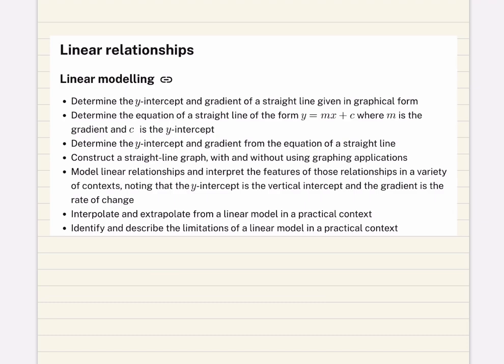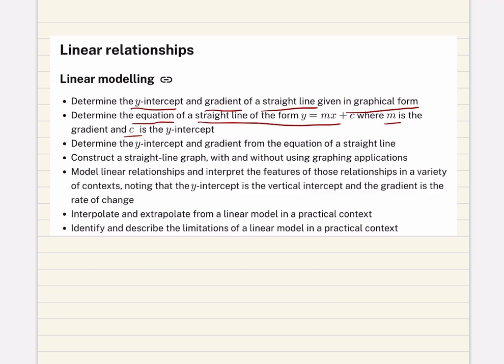The first dot point is to determine the y-intercept and gradient of a straight line given in graphical form. So if you're given a graph, you should be able to identify the y-intercept and gradient of that line. Next, determine the equation of a straight line, where m is the gradient and c is the y-intercept, and we want it in that form, y equals mx plus c. So I'll show you how to do that.